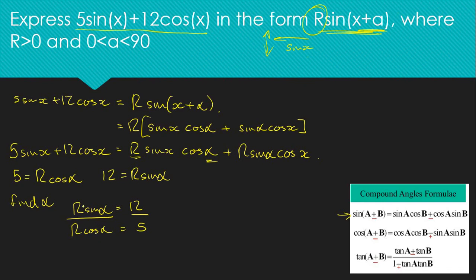Okay, now the great thing about this is that the r's cancel, and sine alpha over cos alpha will be tan of alpha, and tan of alpha equals 12 over 5. Alpha equals tan to the negative 1 of 12 over 5, and alpha comes out as 67.38 degrees. Okay, so that's finding alpha.